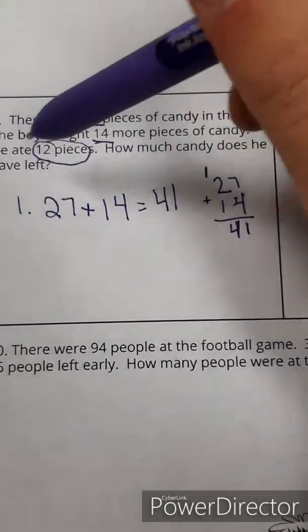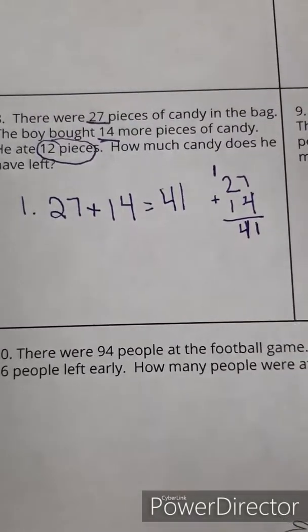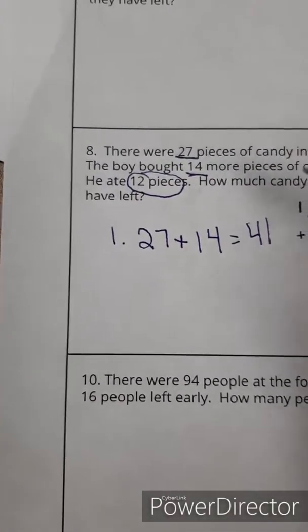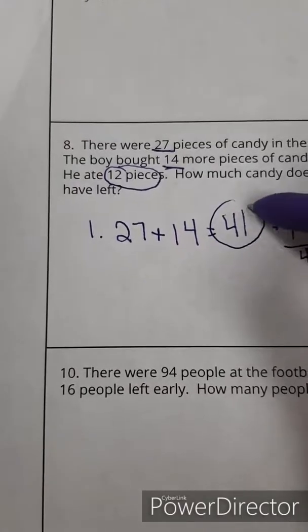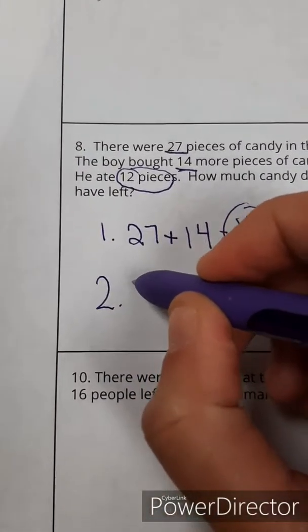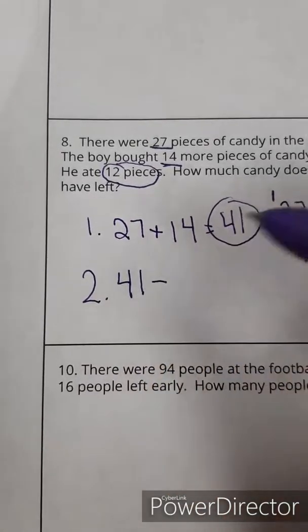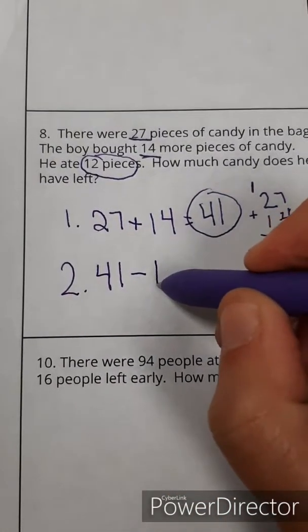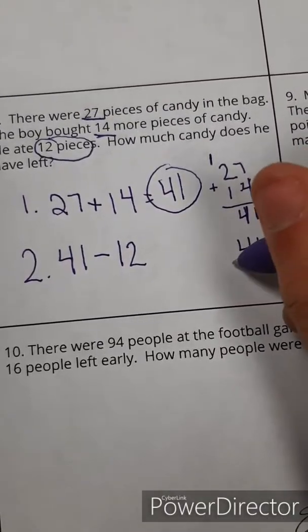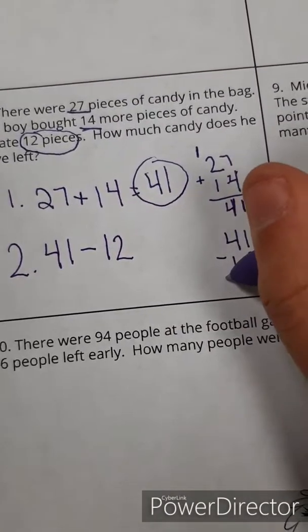It then says the boy, he ate 12 pieces. So he ate would mean we have to subtract. So we have to remember, what did we just solve? We just solved 41. We got 41. So now our second part, we're going to do 41 take away the number of pieces he ate, which would be 12. So I'm going to solve 41 take away 12.